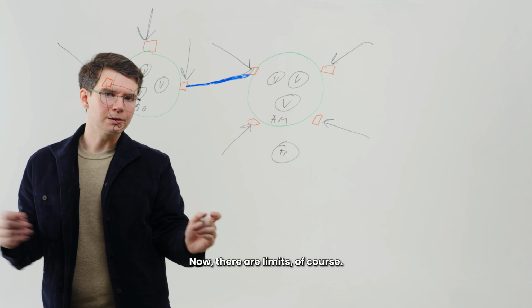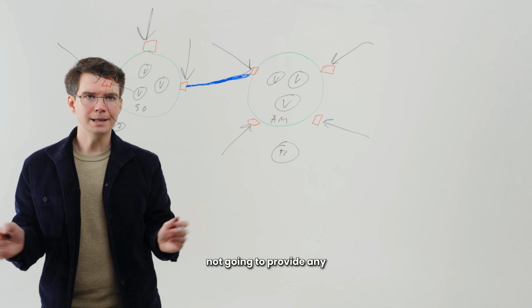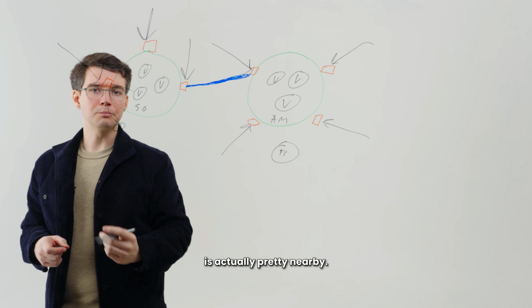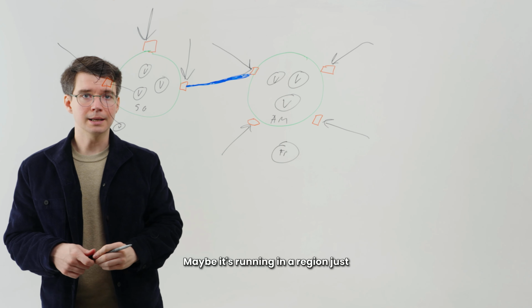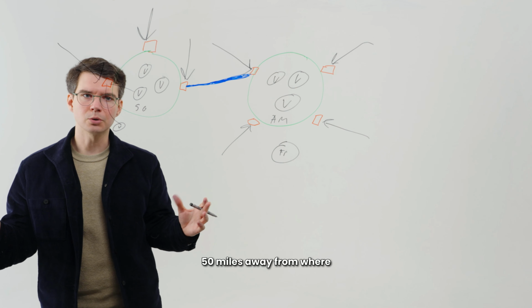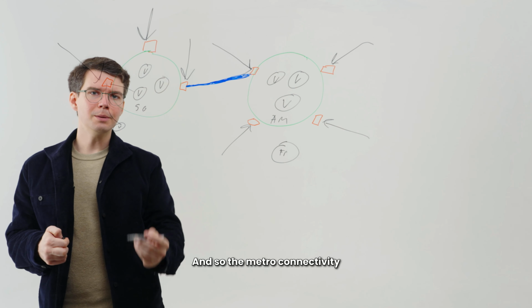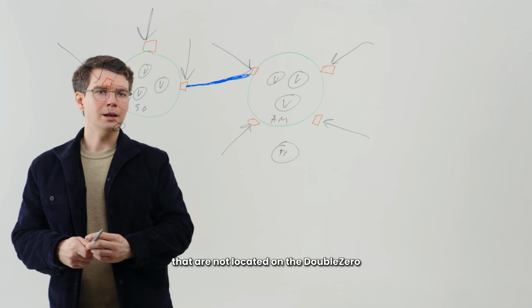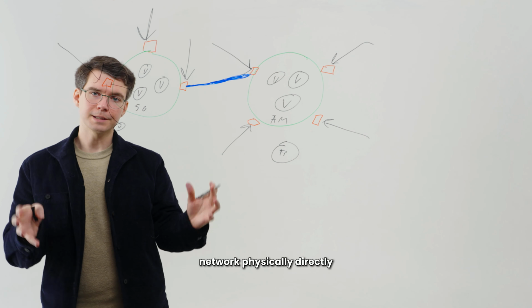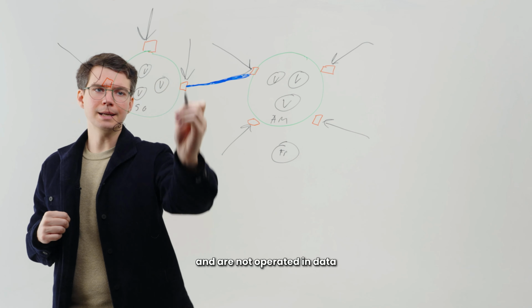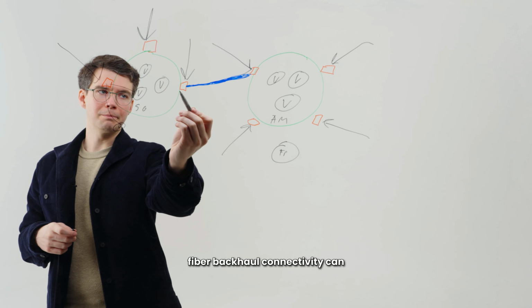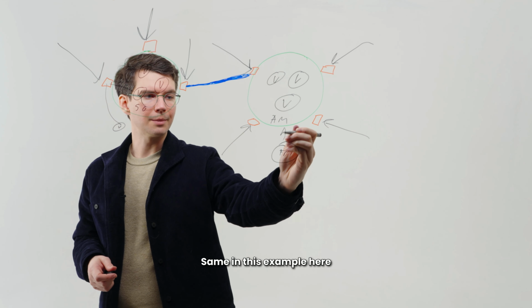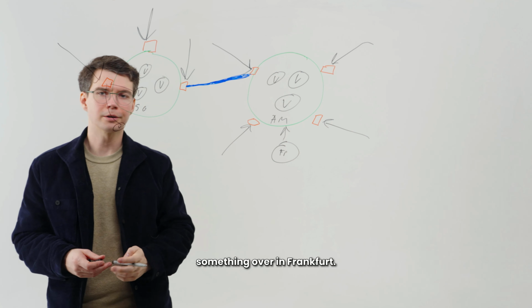Now, there are limits, of course. If this is 500 miles away, it's not going to provide any benefit over the public internet, but maybe this validator is actually pretty nearby. Maybe it's running in a region just 50 miles away from where this data center is located, and so the metro connectivity is still pretty strong. In this way, even validators that are not located on the double-zero network physically directly and are not operated in data centers where there's physical fiber backhaul connectivity can still benefit from using the double-zero network. Same in this example here when you're talking about something over in Frankfurt.